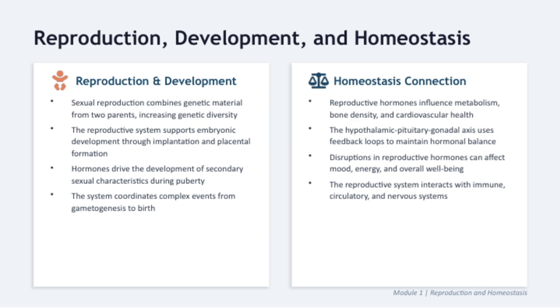During puberty, hormones drive the development of secondary sexual characteristics, things like facial hair, breast development, and deeper voices. These changes mark the transition into reproductive maturity.